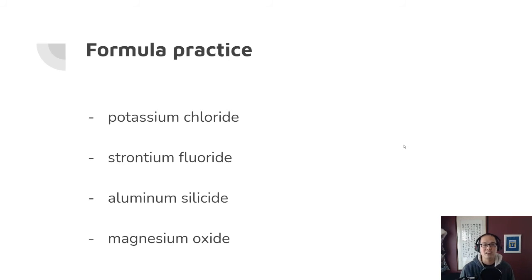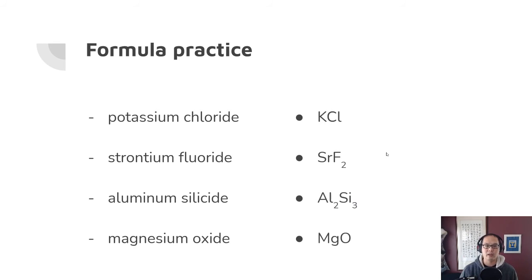All right, aluminum silicide. Silicon has a -2 charge, aluminum +3 charge. We crisscross that, and so we're going to get Al2Si3. And then finally, magnesium oxide. I put this one on last because it's Mg2+ and O2-. So when you crisscross, you're going to get Mg2O2. But notice, since they're both 2, I reduced it to MgO.